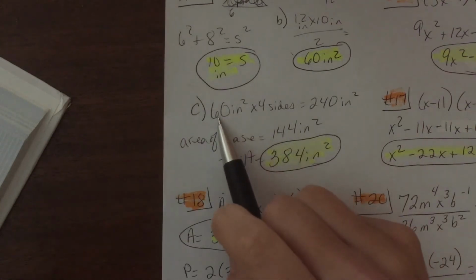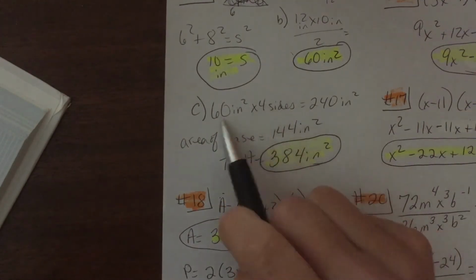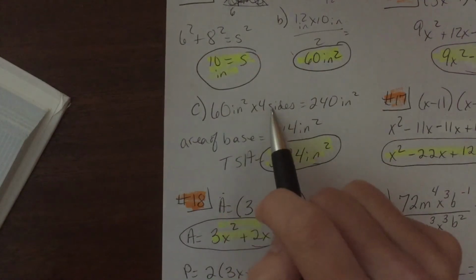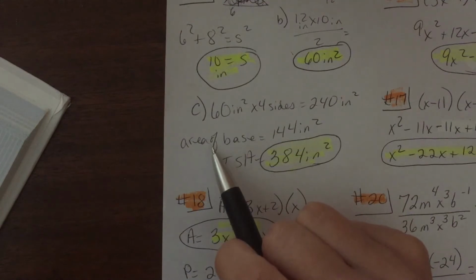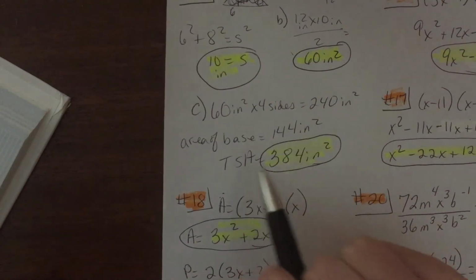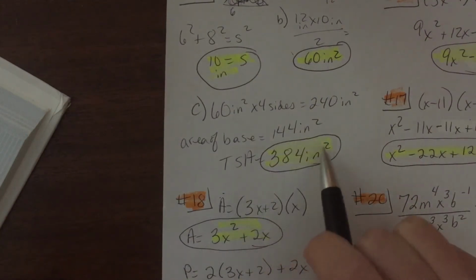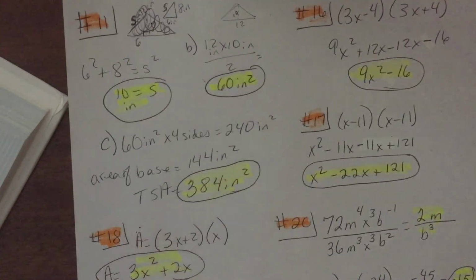Then they ask for, on C, the total surface area of the pyramid. Here's one of the triangular faces, times 4 of those gives me 240. And then the base of the pyramid is a square. 12 times 12 gives me 144. I combine my 240 and my 144. The total surface area is 384 inches squared. That one was a difficult one.